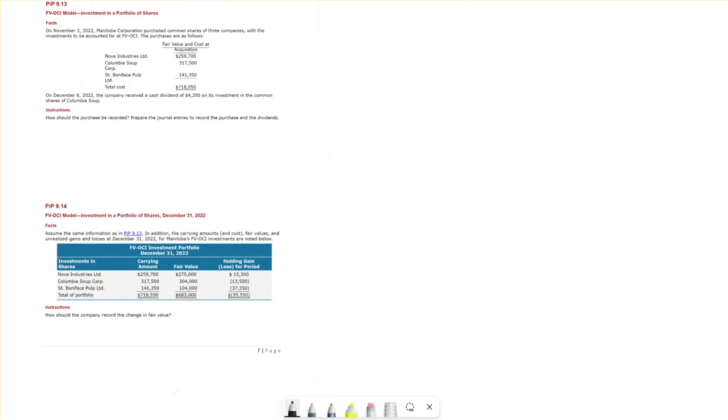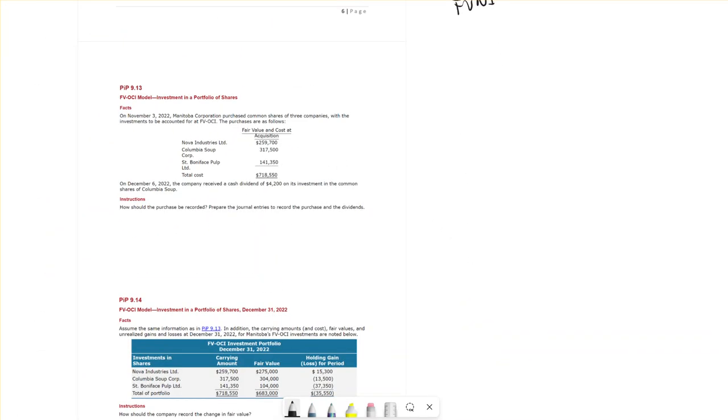Now my next one is your fair value OCI model. When you have a fair value OCI model, the first thing is that only an IFRS company is allowed to do this, because an ASPE company doesn't have fair value other comprehensive income. They don't have those investments. First of all, that's the difference. Only IFRS companies will have it.